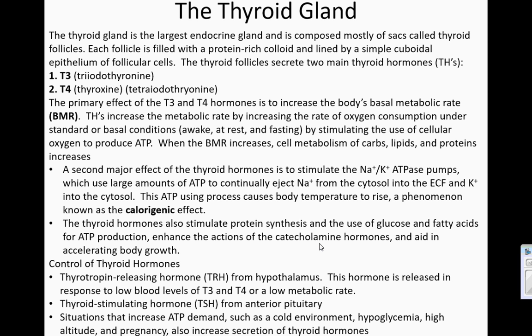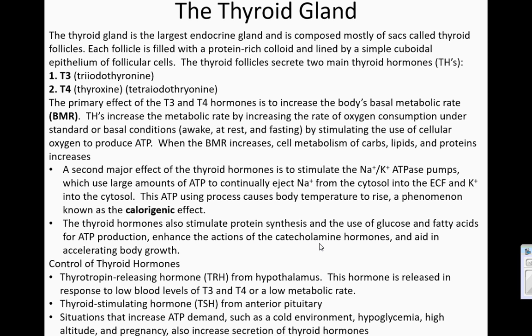All right, the last organ that we're going to talk about today is the thyroid gland. It's our largest endocrine gland. It's a true endocrine gland. It secretes and produces its own hormones. It does so in sacs called thyroid follicles, which are full of a protein-rich colloid. Earlier in the semester, at the very beginning, we talked about suspensions and solutions and colloids. Colloids were kind of the thickest examples of mixtures. Okay, it's a really thick fluid in this case.